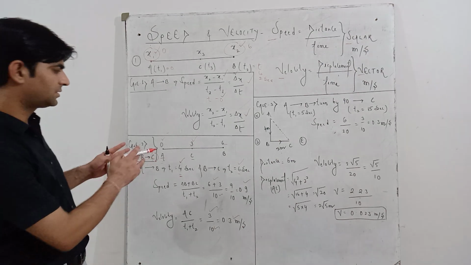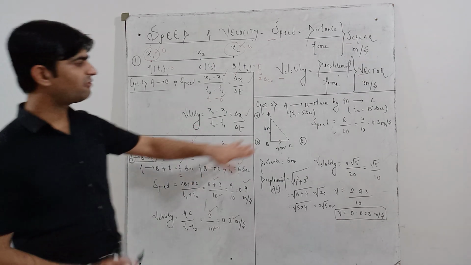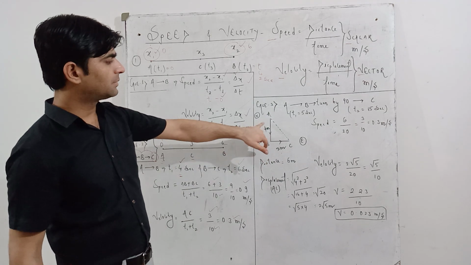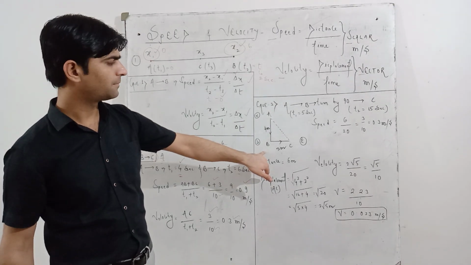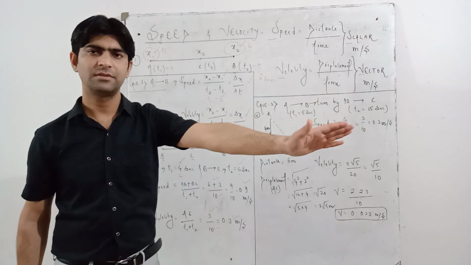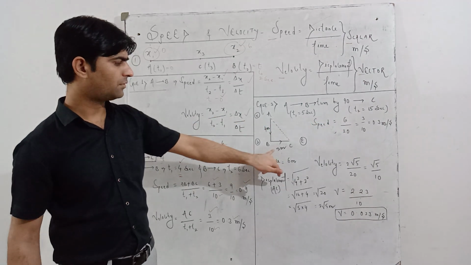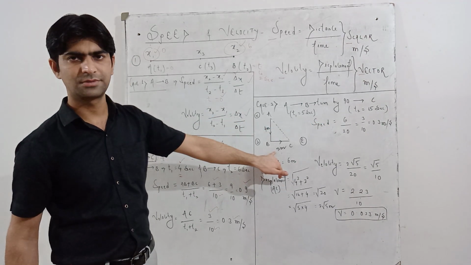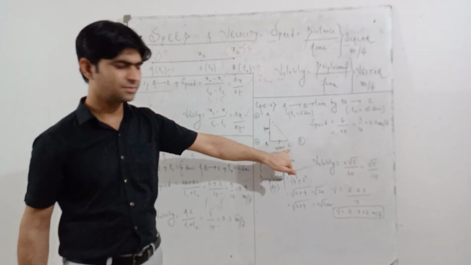Okay, so this is the case when we have started with the backward motion. I have one more case here. Suppose we are traveling from north to south 4 meter, and again we are turning towards east and we are traveling 2 meters. Okay, so initial point is A, final point is C.